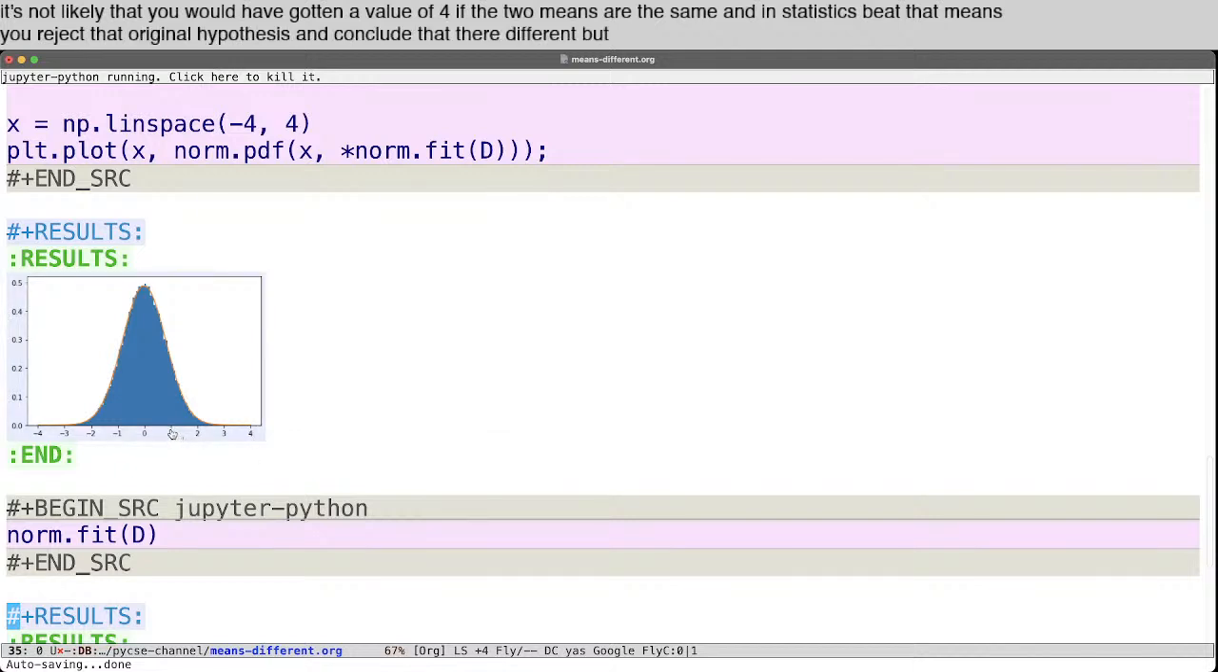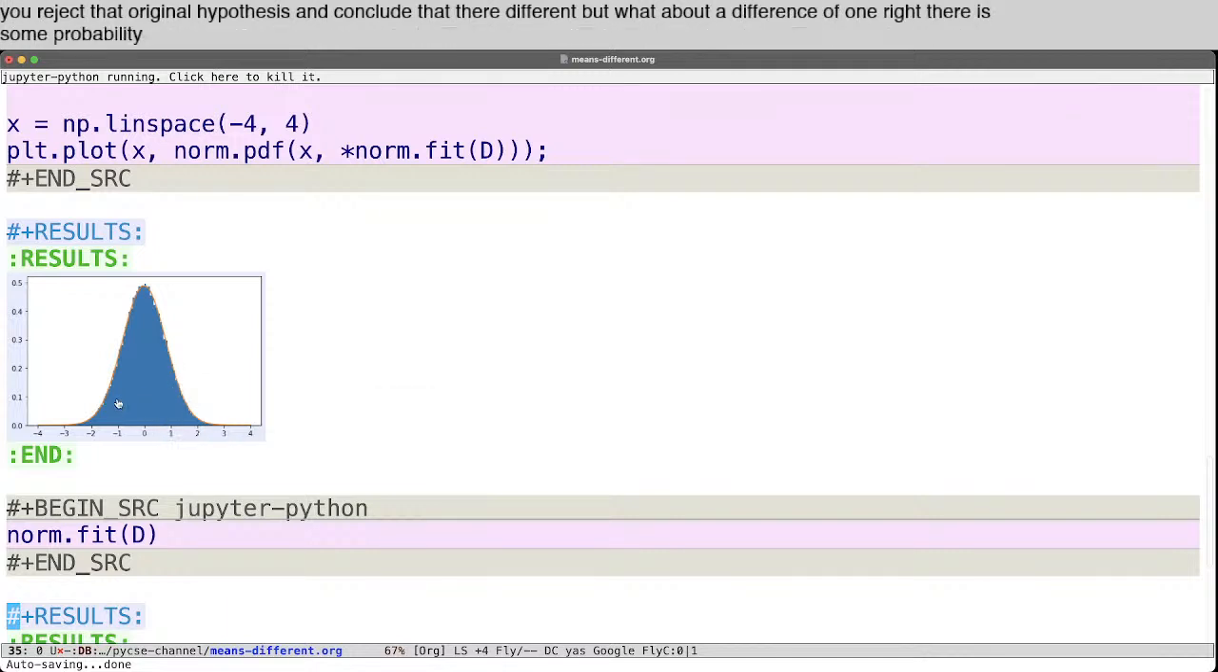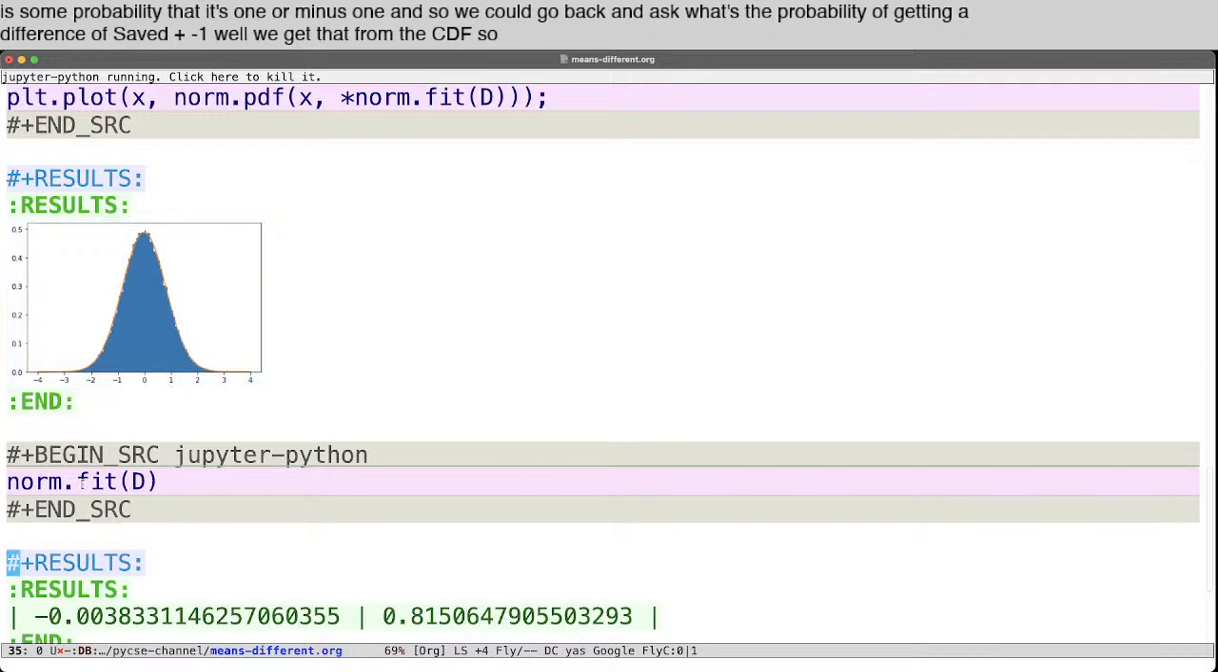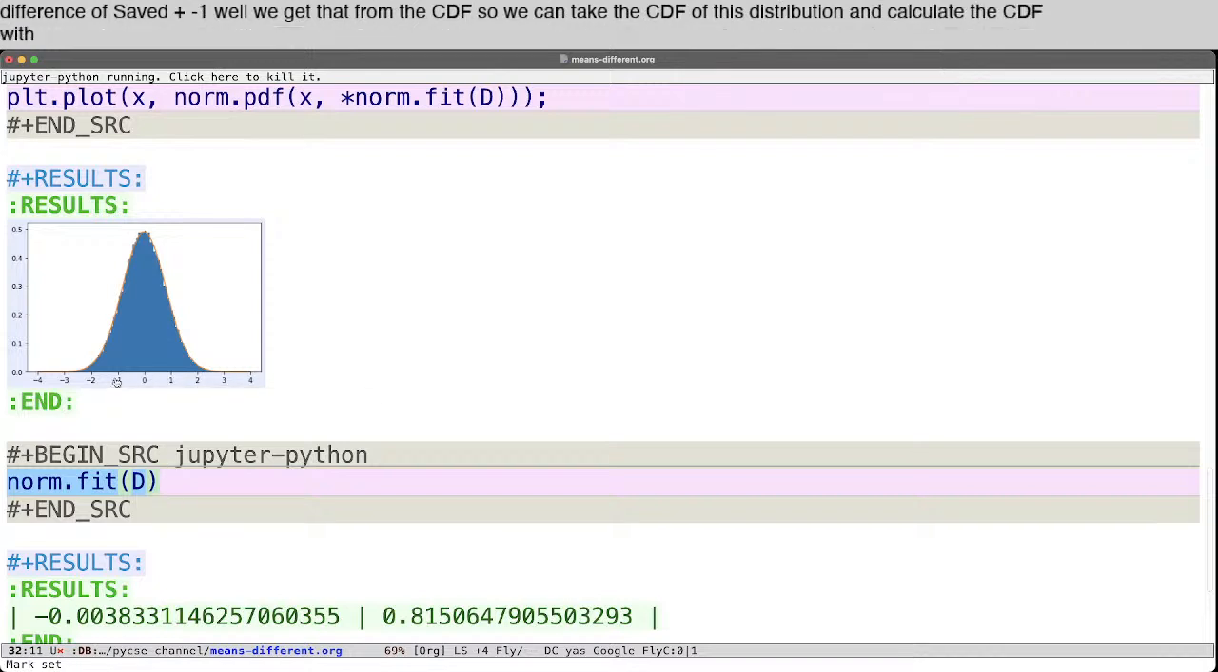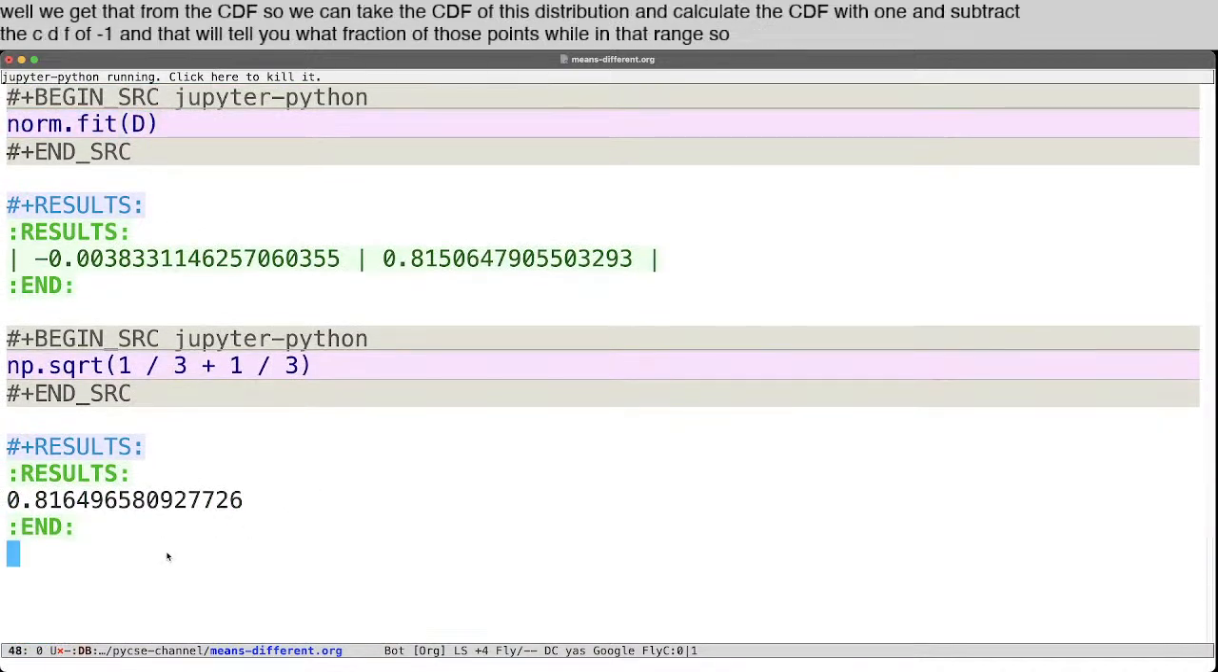But what about a difference of 1? There is some probability that it's 1 or minus 1. And so we could go back and ask, what's the probability of getting a difference of, say, plus or minus 1? Well, we get that from the CDF. So we can take the CDF of this distribution and calculate the CDF of 1 and subtract the CDF of minus 1, and that would tell you what fraction of those points fall in that range. So let's just try it.